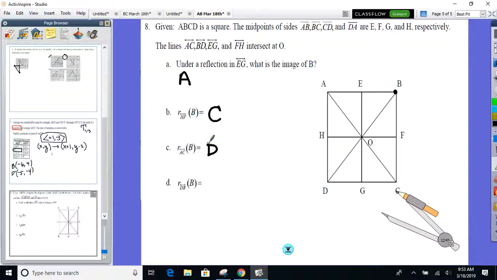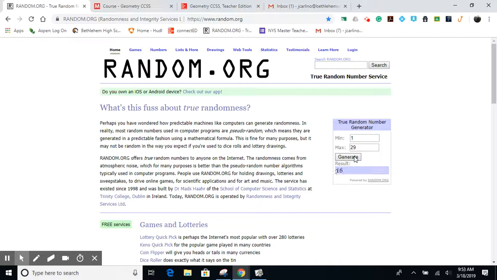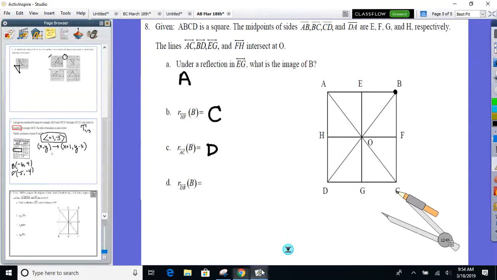Now take point B and reflect it through DB. 16? Doesn't move anywhere. If it's on the line of reflection, it stays where it is. All right? Let's roll. You're on.